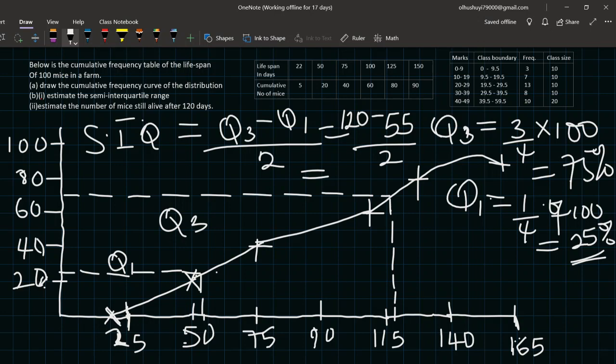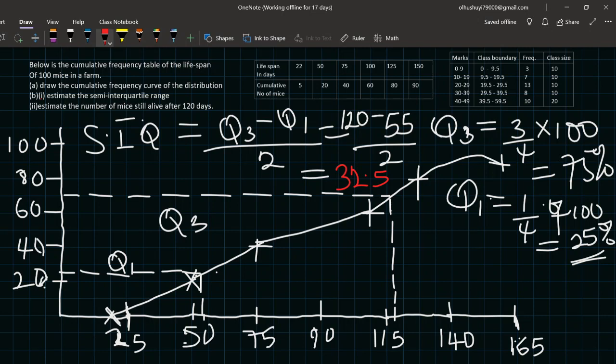So my semi-interquartile range is 32.5. Let me note this. That's my semi-interquartile range. Then the next question, of course, should be in number of days. So you have 32.5 days.